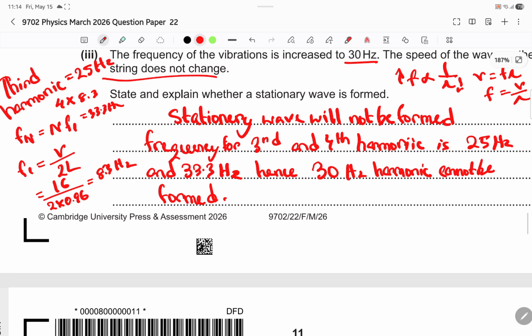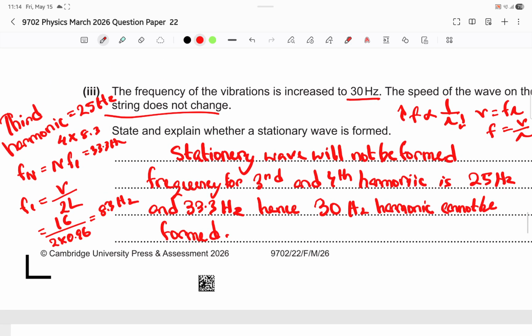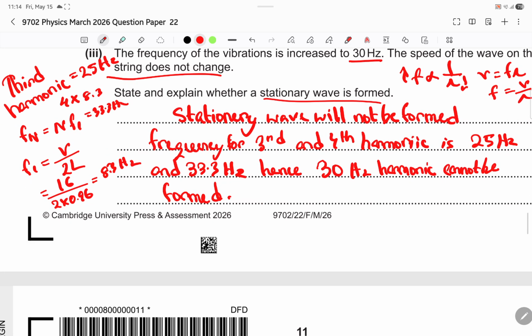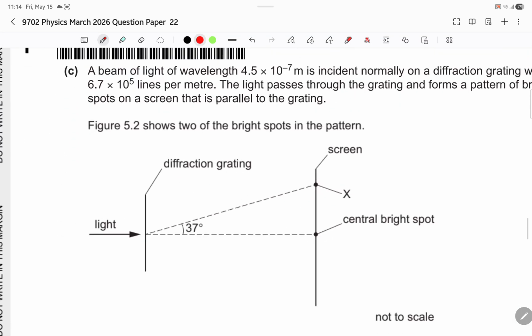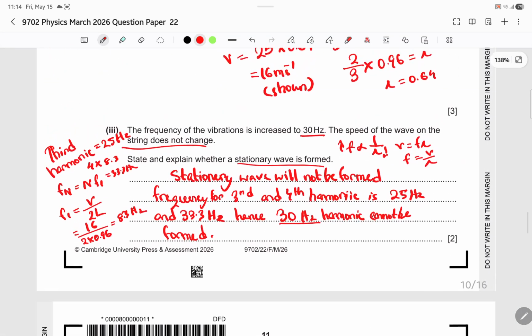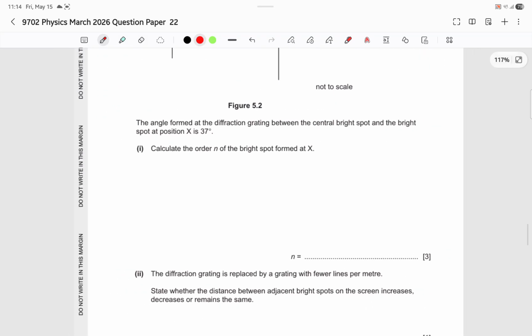Because if 30 was a harmonic, then a stationary wave would have been formed. But the third harmonic is 25, and the fourth harmonic is 33, right? It's not 30, it's more than 30, it's 33. Hence, it cannot be formed. This one was pretty tricky, I would say. Yeah, this one was definitely something.